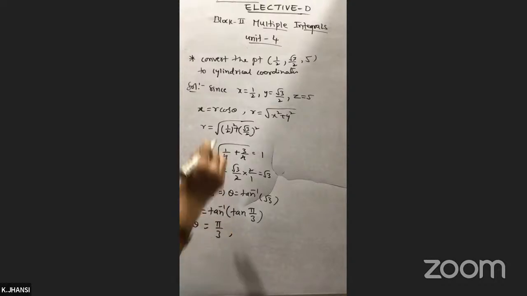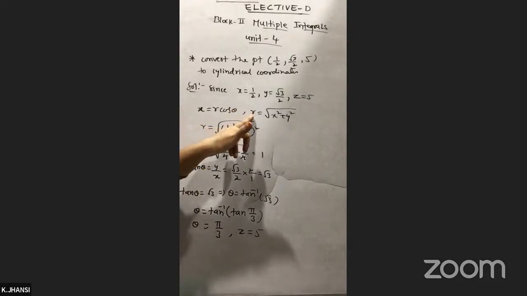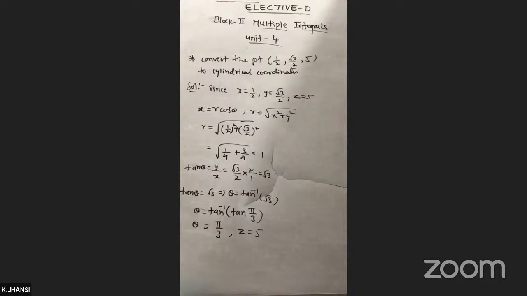And what is z here? Z in the given question is 5. Okay. So for converting rectangular coordinates into cylindrical coordinates, the first relation is tan theta equals y by x. And the second relation is r equals root of x square plus y square. We need to find the r value, no? And we already know z. So what are the cylindrical coordinates? Cylindrical coordinates are r, theta and z.